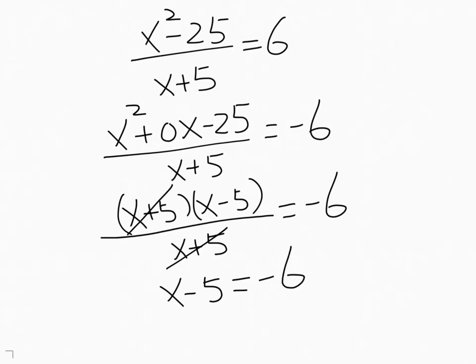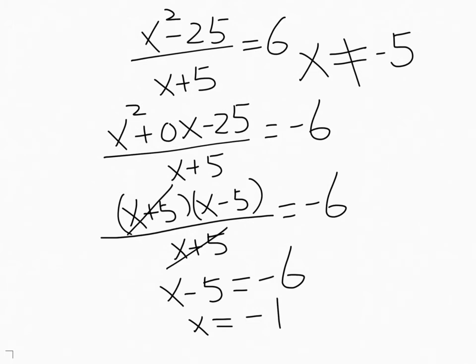So what's my x value? Plus 5 to both sides, so my x would be equal to -1. Don't forget our restriction. The restriction is that x cannot be -5. And since -5 and -1 are not the same number, our answer should be x equals -1.